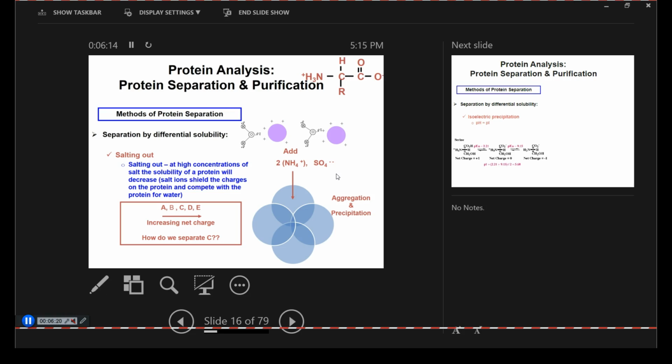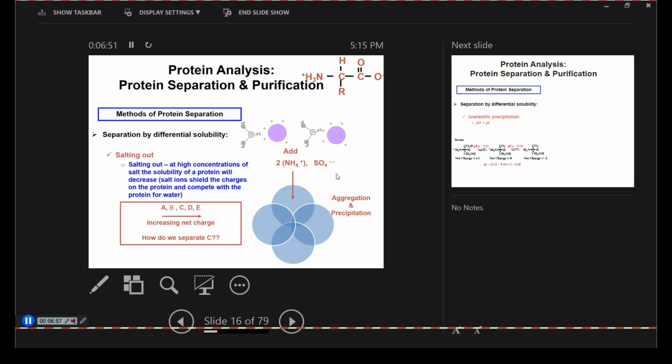So the higher the net charge, the more salt concentration you need to precipitate it. Okay? The lower the net charge, the less salt concentration you need to precipitate. So what you would do is you put in salt just enough to precipitate A and B. C, D, and E would remain in solution. Then you centrifuge, you take the precipitate, discard it, then take the supernatant, then add a little bit more salt, just enough to precipitate C.